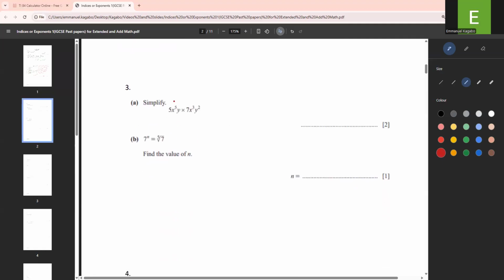Next question. Now, what about this one? When you're multiplying, you just multiply the numbers. So this gives me 35.